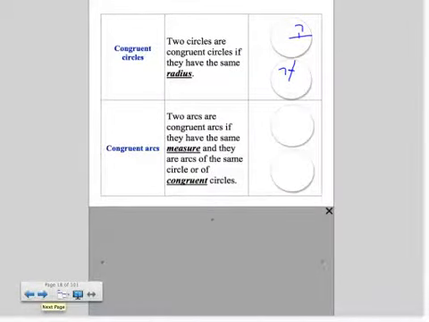And finally, the last vocab term here to discuss, congruent arcs.